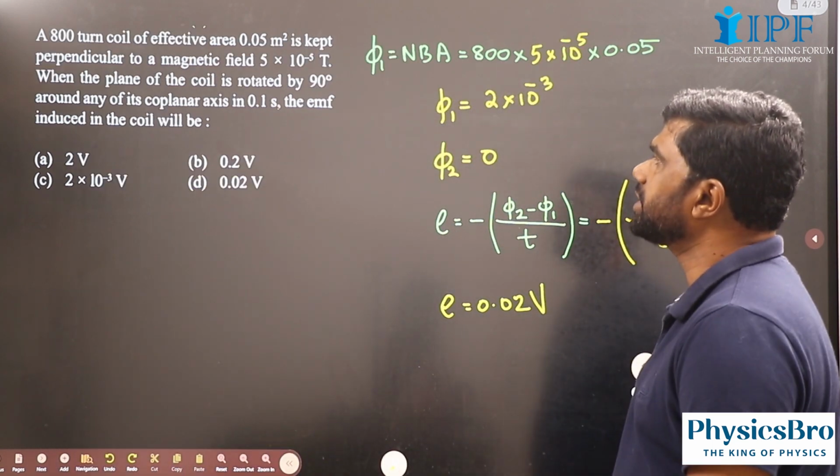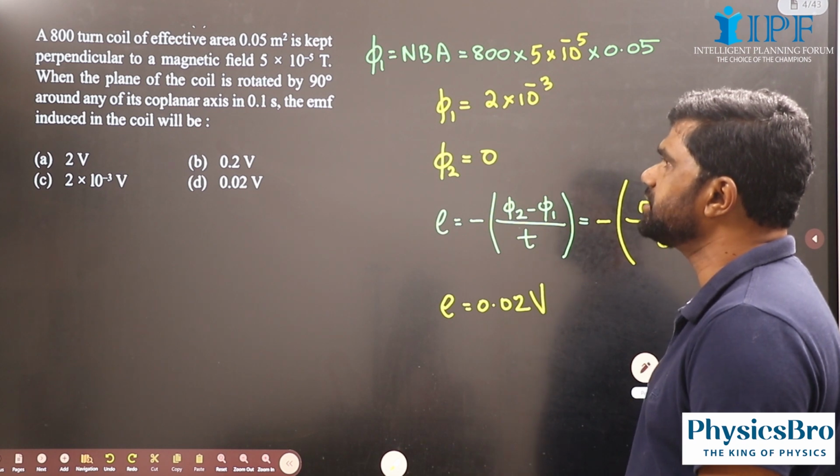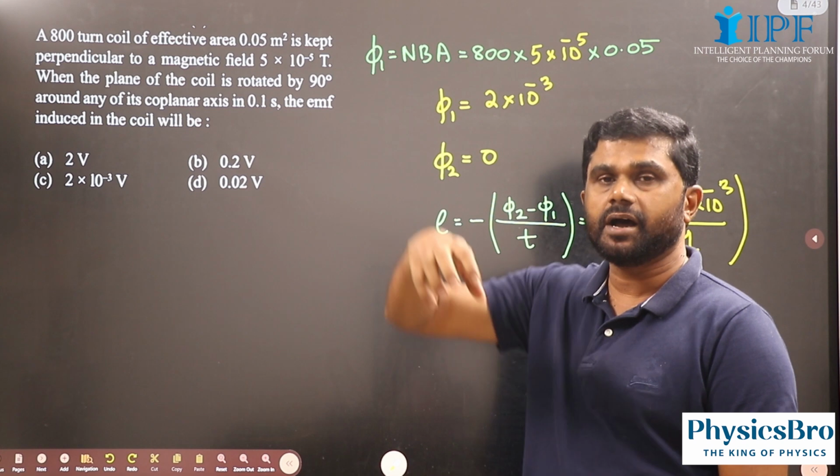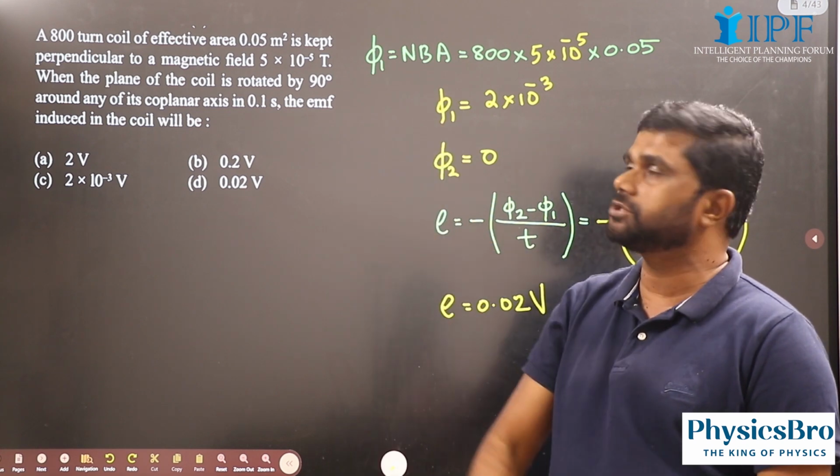An 800 turn coil of effective area 0.05 meter square is kept perpendicular to a magnetic field, which means the magnetic lines of force are normal to the area.